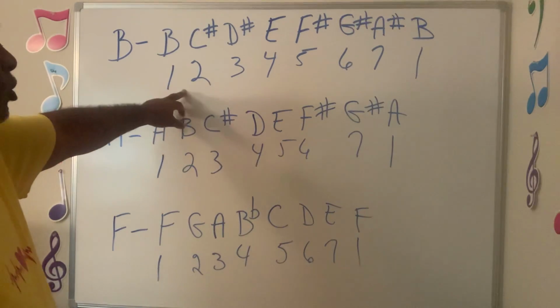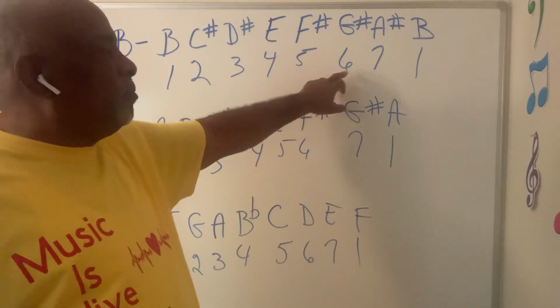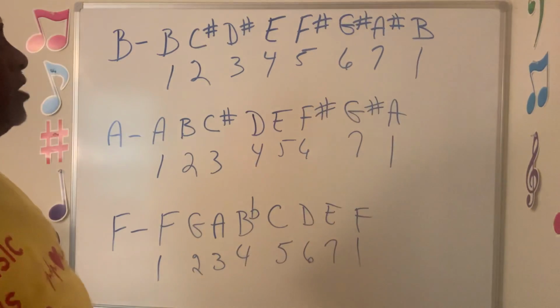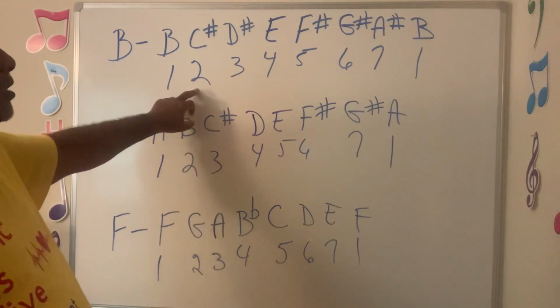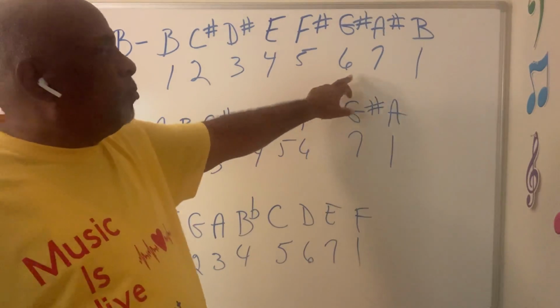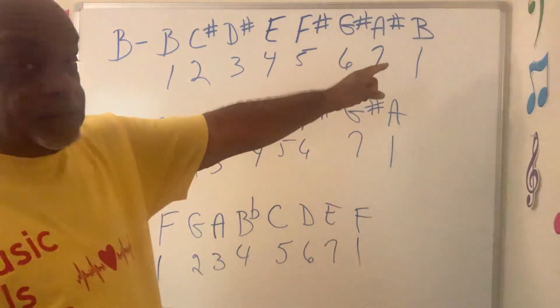B, C sharp, D sharp, E, F sharp, G sharp, A sharp, back to B. One more time, the B major scale: B, C sharp, D sharp, E, F sharp, G sharp, A sharp, and back to B.